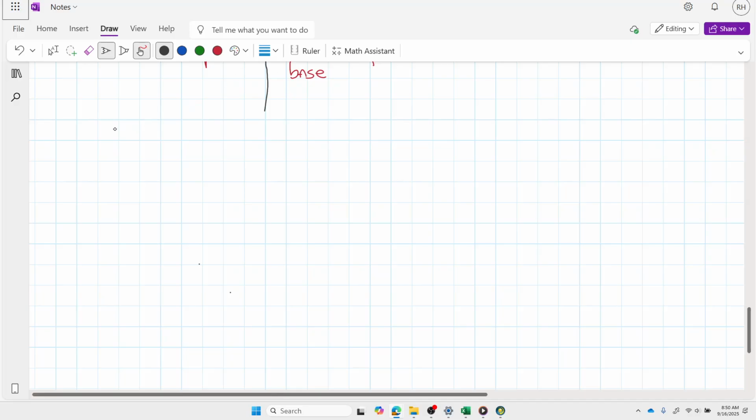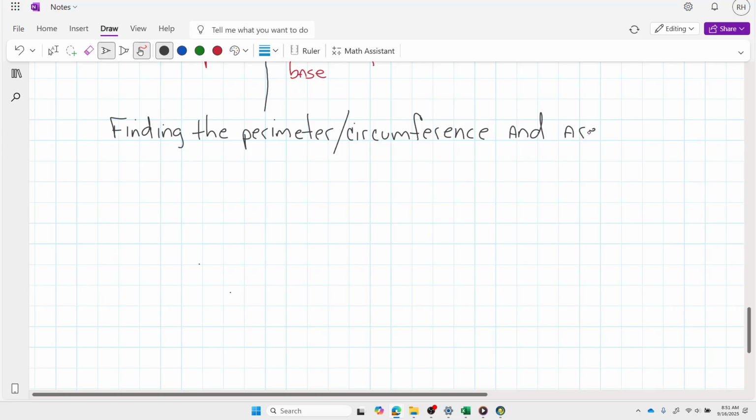All right, today we are gonna... Yesterday, your practice problems involved triangles, and today you're going to be finding the perimeter/circumference and area of a rectangle, square, and circle.